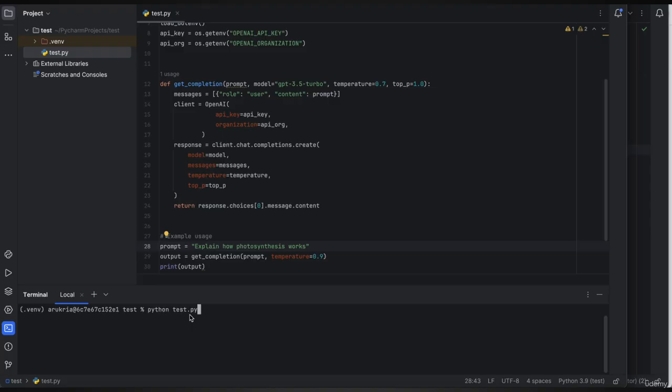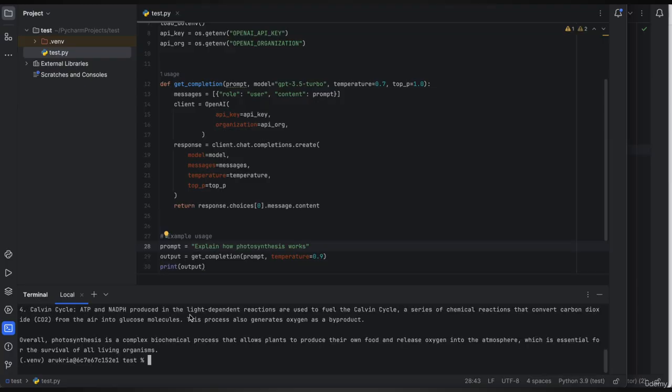Output examples. Instructional. Photosynthesis is the process by which plants, algae, and some bacteria convert sunlight into energy.